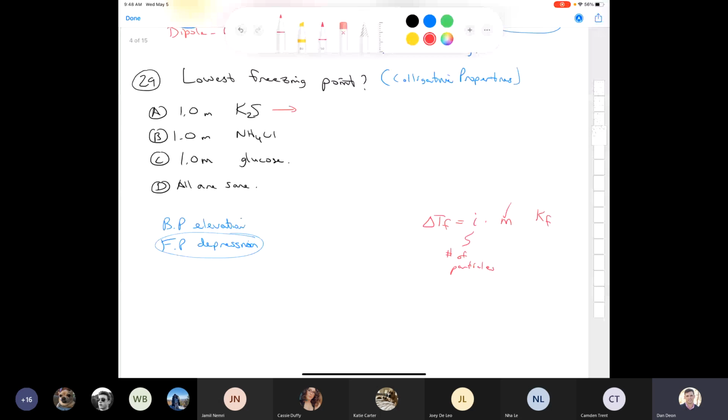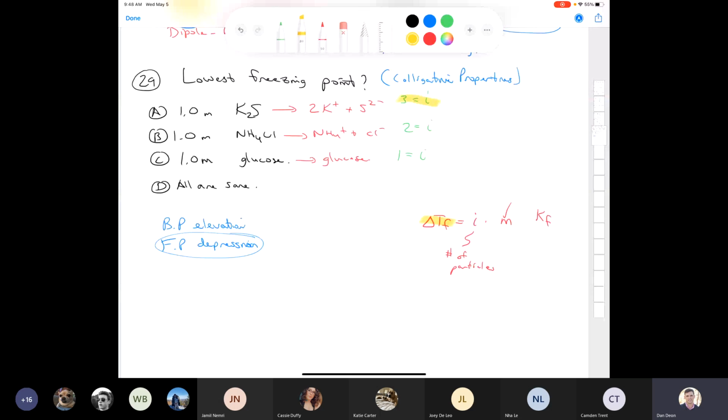Well, the potassium sulfide is going to break into 2 potassium ions plus a sulfide. The ammonium chloride is going to break apart into an ammonium ion plus a chloride ion. And the glucose is just a molecular compound. It's not ionic, so you're only going to end up with 1 particle. Here we have 3 for our Van 't Hoff factor, here we have 2, and here we have 1. So which one is going to affect the change in freezing point the most? It's the one that has the most particles, the potassium sulfide.